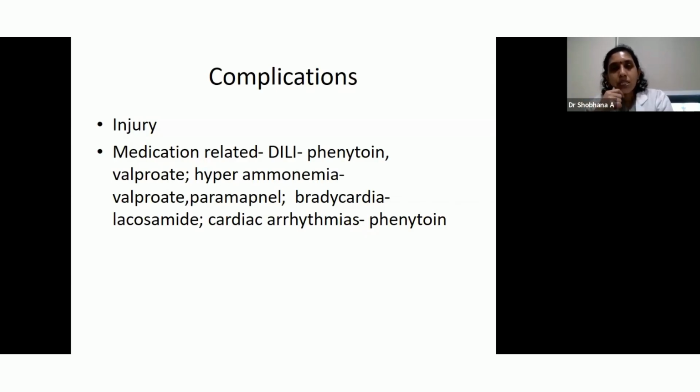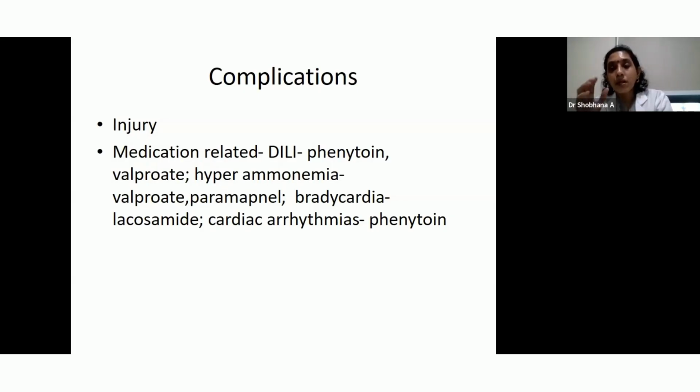Now, related to medicines, there are a lot of medicines which cause drug-induced liver injury or delay, like phenytoin or valproate. Ammonia levels can be very high with valproate, and there is a new drug called perampanel. But this hyperammonemia, if you don't pick up, then this itself will lead to a vicious cycle of seizure again and again. So we need to address that. Lacosamide can cause bradycardia. So that is why we look at the heart rate always. And phenytoin can cause multiple cardiac arrhythmias. So these are the complications you should look for.